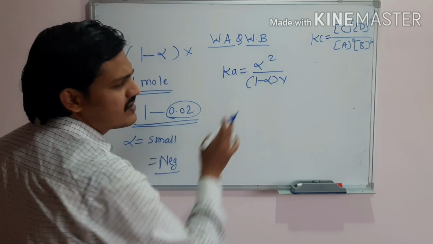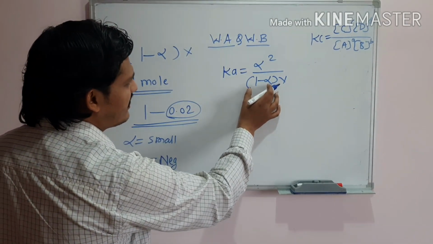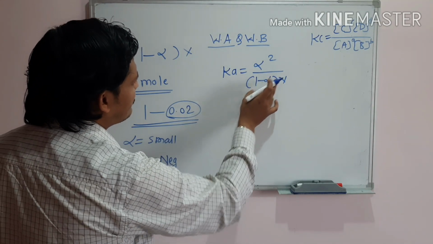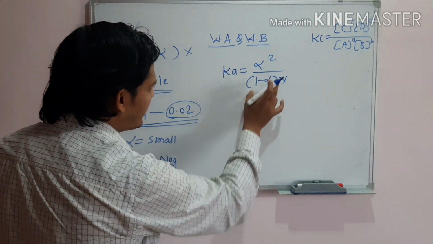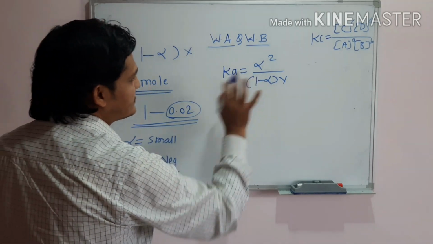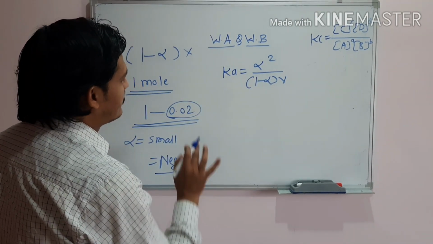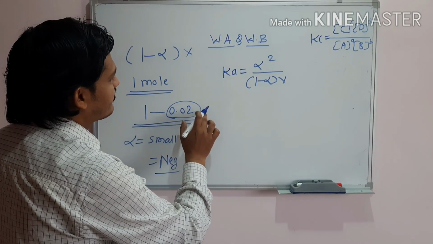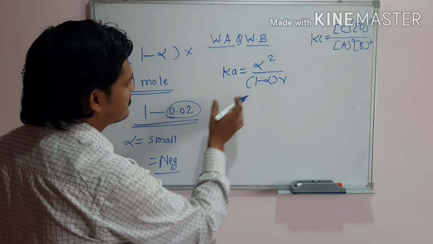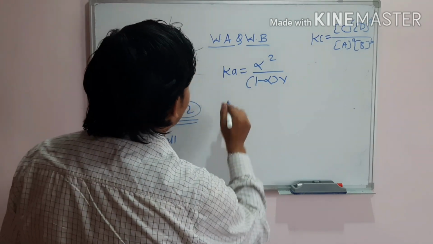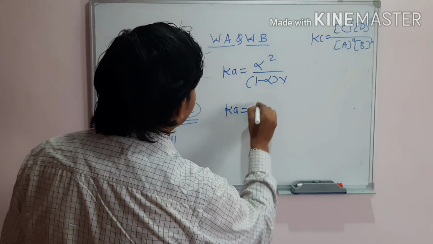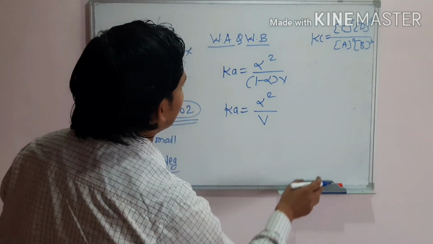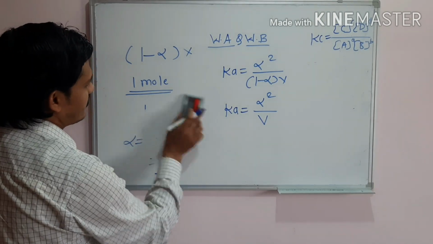1 minus alpha is like 1 minus 1, let us say equal to 0, so it is a negligible quantity. In short, 1 minus 0.02 is negligible. So what remains is K is equal to alpha square divided by V.